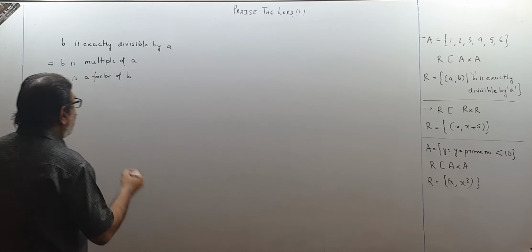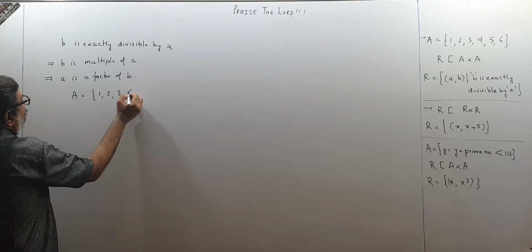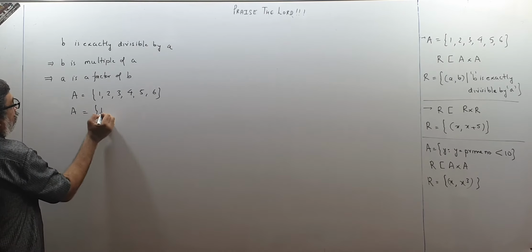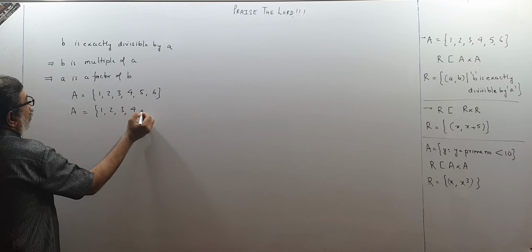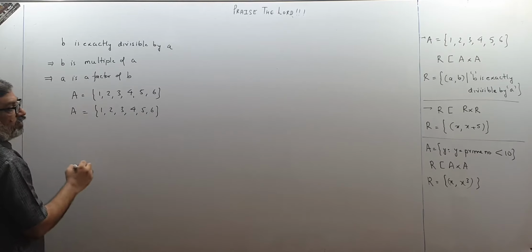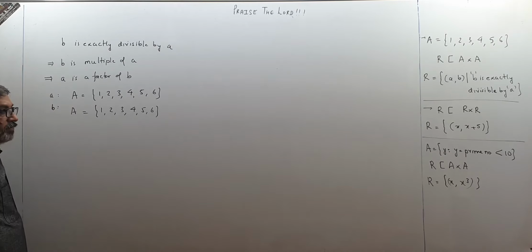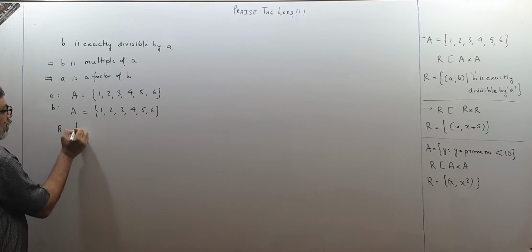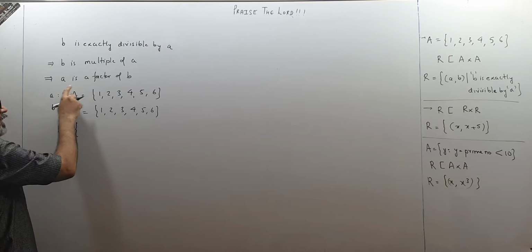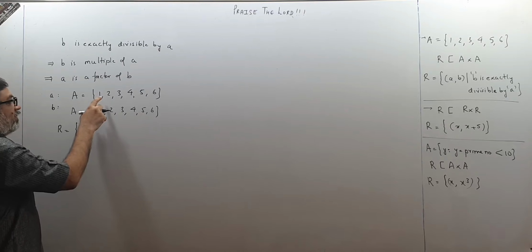See, I am given that A contains elements 1, 2, 3, 4, 5, 6. And this also is A: 1, 2, 3, 4, 5, 6. Okay? And we have got R a subset of A cross A. We want (a, b). So a will come from here, b will come from here. So what will be R? See, children, this should be a factor of this. A is a factor of B. A will come from here, B will come from here. A is a factor of B.